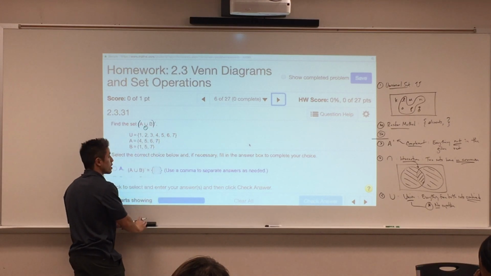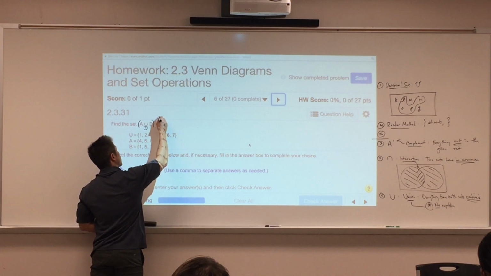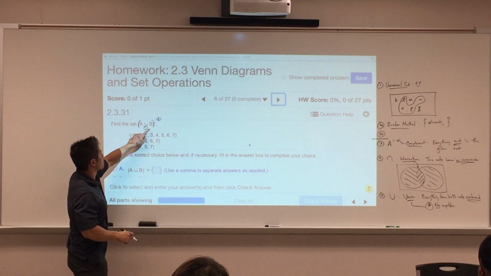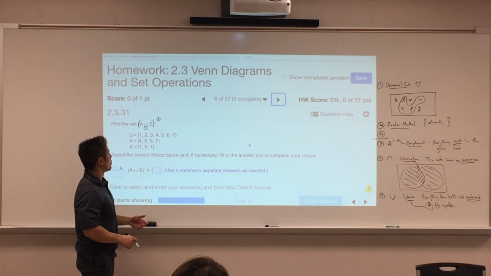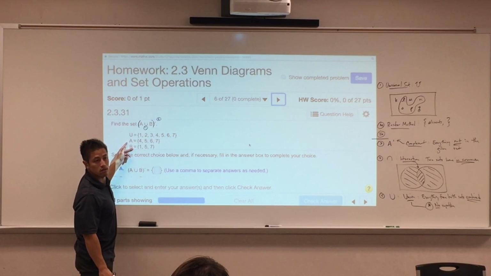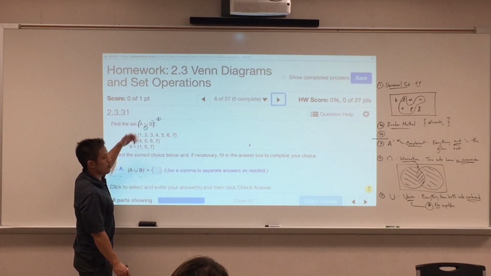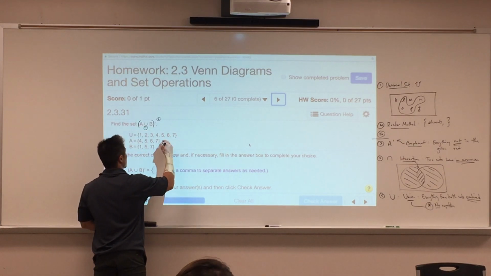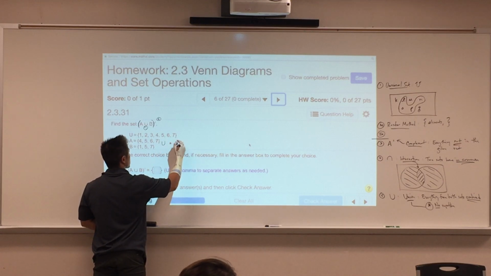Figure out what A union B is. And then step 2, figure out the complement of that. Why didn't I put little steps on the side like I did the previous problem? Because I already know A and B. I know what A and B are, so I don't have to do any extra work in there. Okay, so with that said, let's tie A and B together.